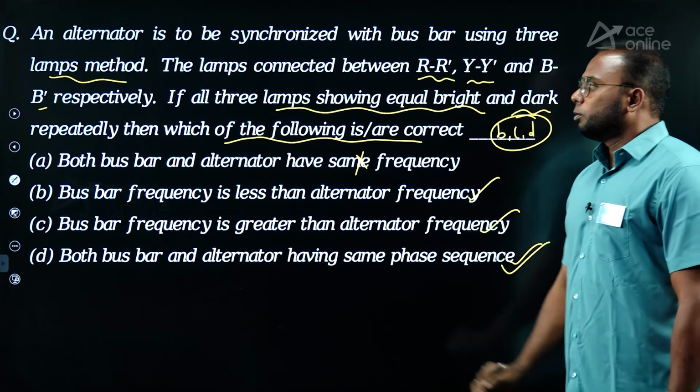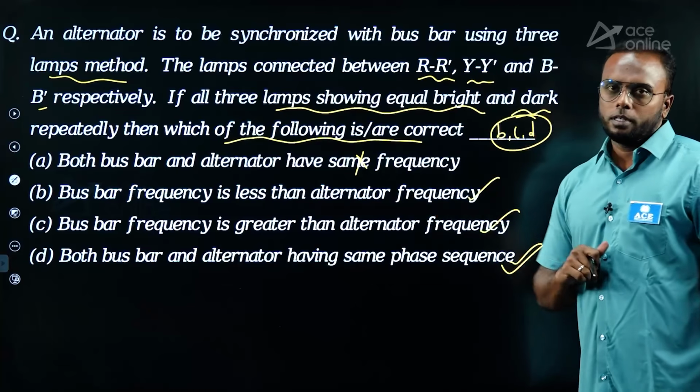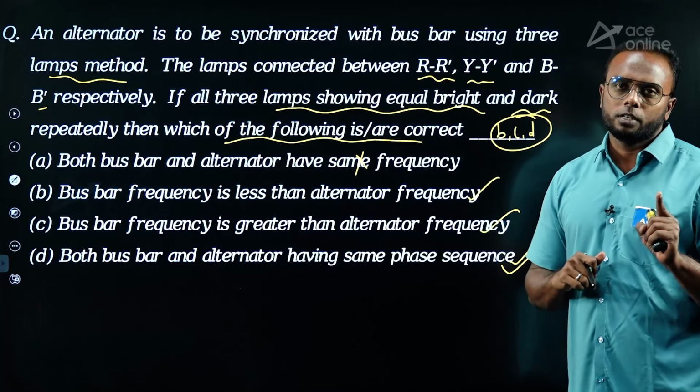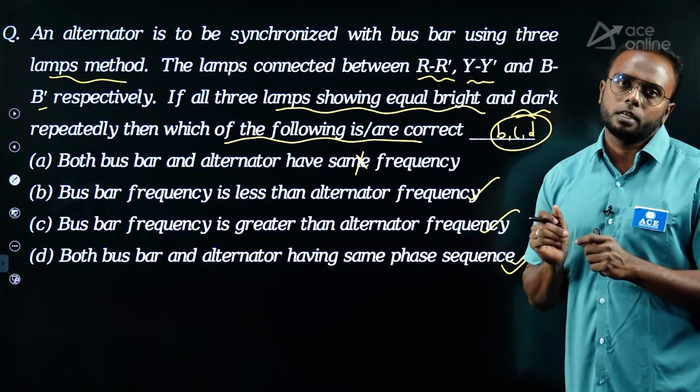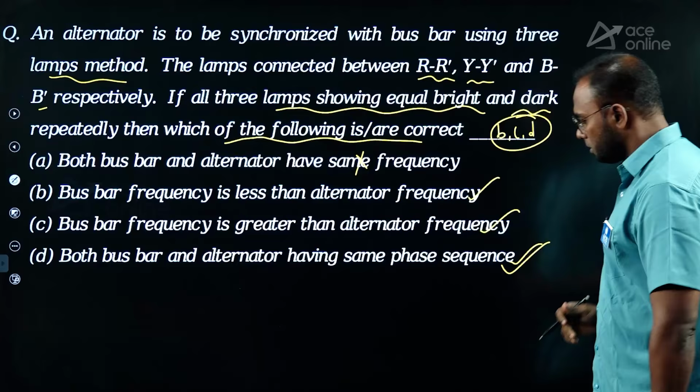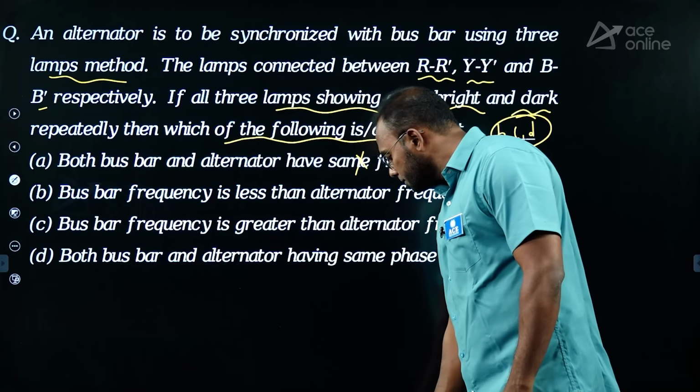So both busbar and alternator having the same frequency is wrong here, because if they have the same frequency, you never get flickering of the lamps. Remember this.